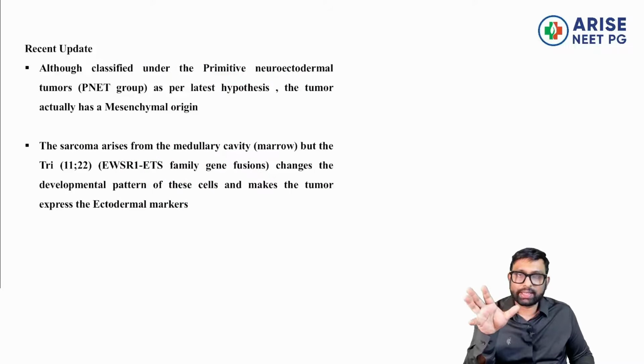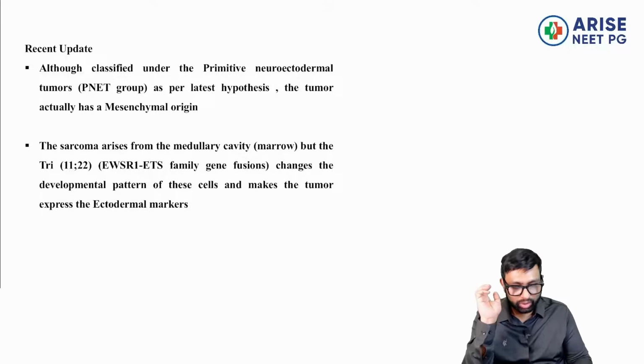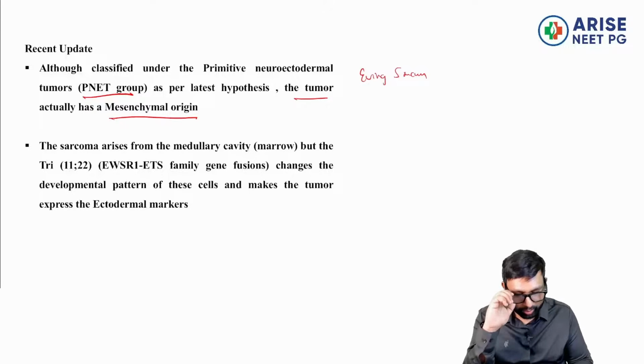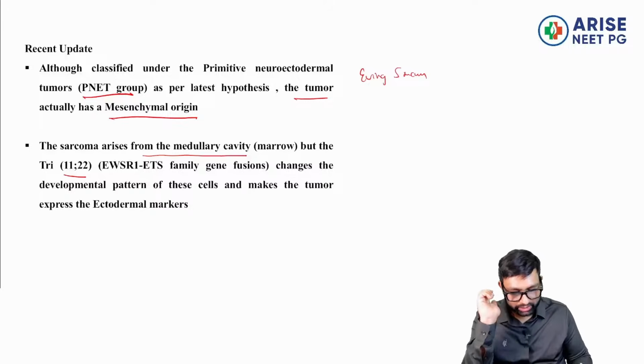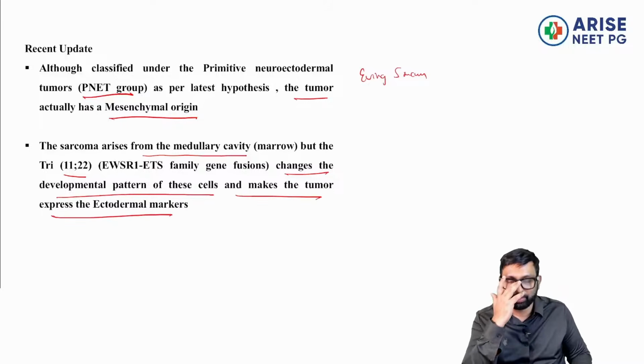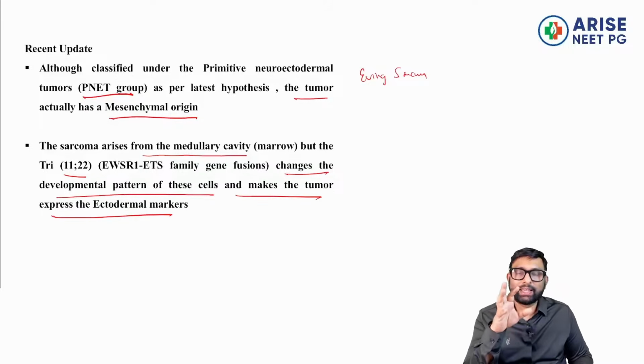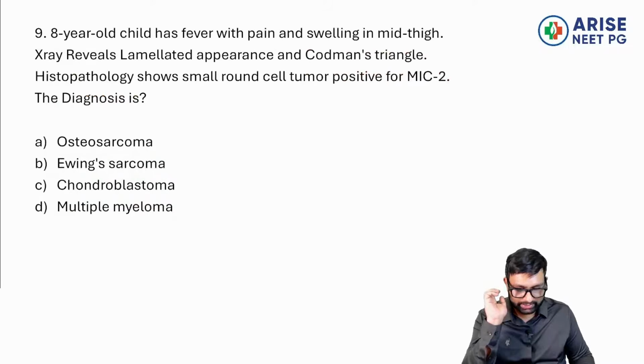So this is a recent update that you have to understand, that Ewing sarcoma is a PNET tumor. So Ewing sarcoma is one of the PNET tumors. These tumors are of mesenchymal origin, and the sarcoma arises from the medullary cavity, but it has a 11;22 translocation that changes the developmental pattern of these cells and makes the tumor express ectodermal markers. So although this is a mesenchymal origin tumor, it gives out ectodermal markers. So you have to remember this.